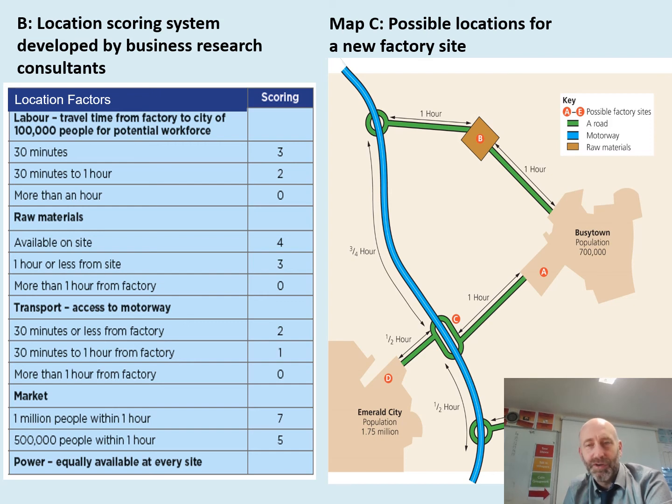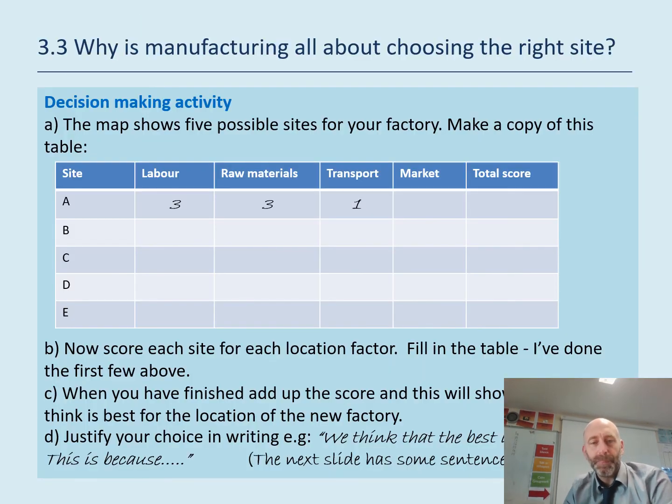Okay, so that's how we do it. We look at all the different criteria, how far away they are, we look at our scoring system, and then we give it a relevant score. Okay, so carry on doing that. You can flick back through the video to have a look at the map, and then score each site. And then when you have finished, give it a total score. So give each site a total score. And that will then help you see which of them scores the highest. And the one with the highest score is the one that's the best site.